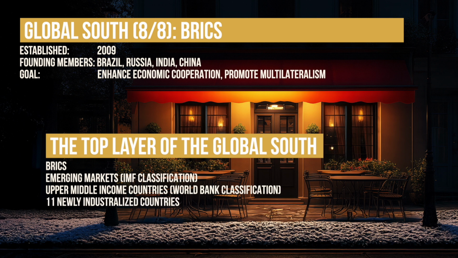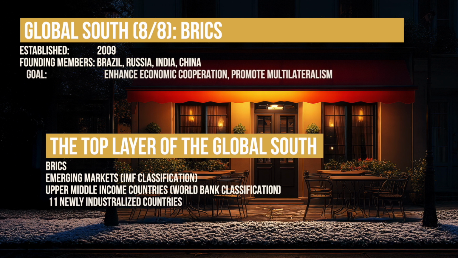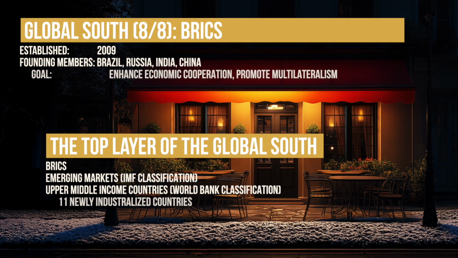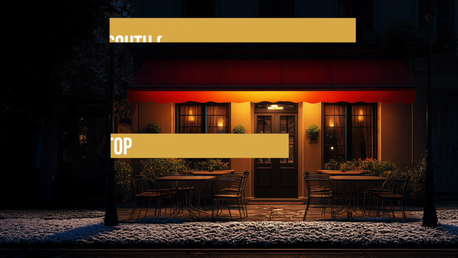Besides BRICS, the IMF has its emerging markets classification, and the World Bank has its upper middle income countries classification to refer to the top layer. The 11 NICs, or newly industrialized countries classification has also been around for a while. And I see these are the countries that are most likely to follow the four Asian tigers in achieving development, and China has been the most successful among them by far.